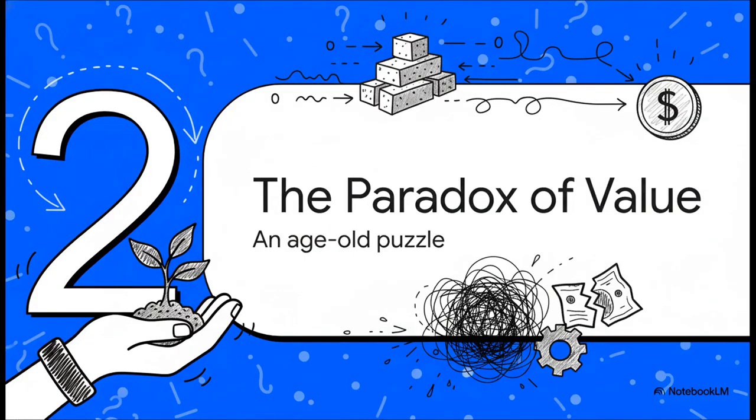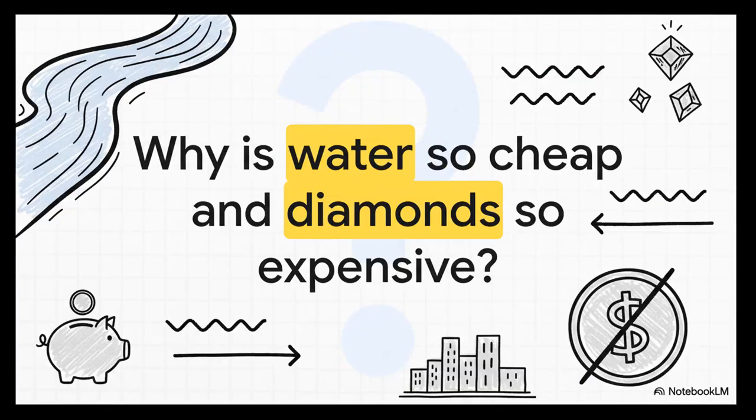So this human action way of thinking, it doesn't just give us a different perspective. It actually helps solve some of these age-old economic puzzles. And one of the most famous is the paradox of value. Seriously, think about it for a second. Water is absolutely essential for survival, yet it costs next to nothing. Diamonds, on the other hand, serve no real essential purpose, but they're incredibly expensive. It seems totally backward, right?